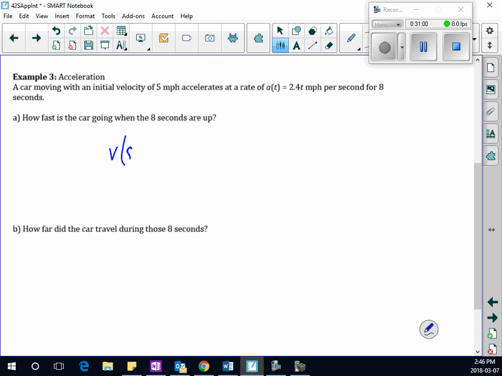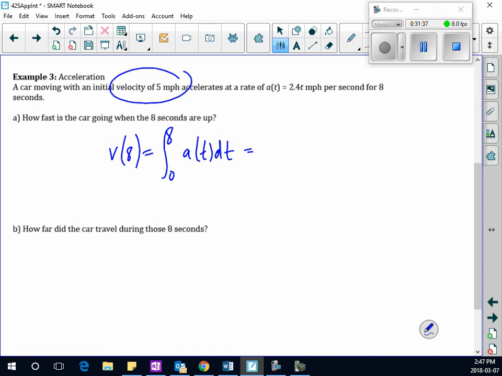So v of 8 would be the integral from 0 to 8 of a of t dt. But the initial velocity is 5 though, so this is only going to be the change from 0 to 8, just so you know, right? So then our final answer, we're going to add 5 to it.